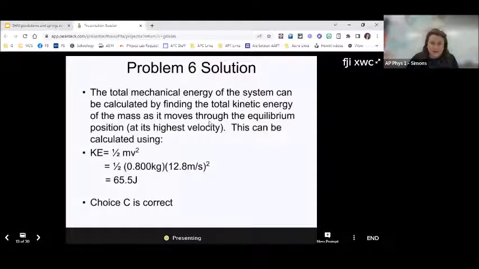All right, so again, the total mechanical energy where we have the highest velocity is going to be as we go through equilibrium, and all of the energy is kinetic. So 1/2 times the mass that we're given times our velocity squared gives us 65.5 joules, which is answer choice C. Good job.